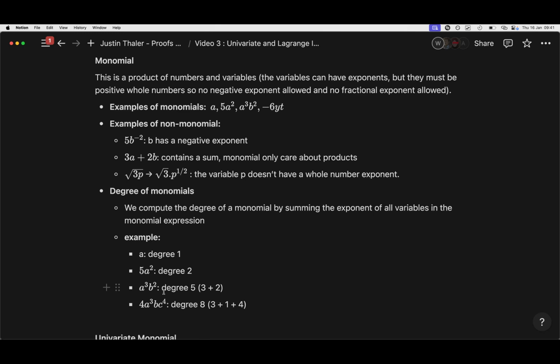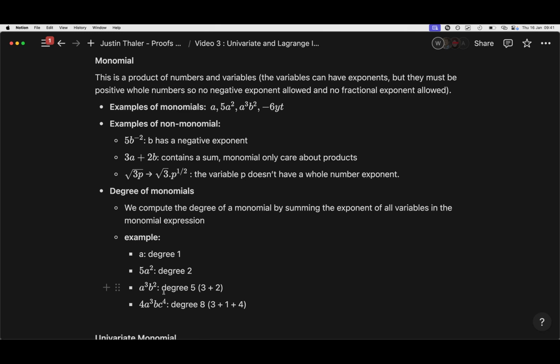We can't go back, but the idea is that a monomial is just a product of a number and variables, like 5a squared, then 4a cubed b c. The degree is just the sum of the exponents, where the exponent is the power of a variable. If there's no exponent, then the exponent is 1. So here the degree is 1 because it's just a. Here the degree is 2 because it's a squared. Here the degree is 5 because there are 2 exponents, 3 and 2. And here the degree is 3 plus 1 plus 4, which is 8. Does that make sense?